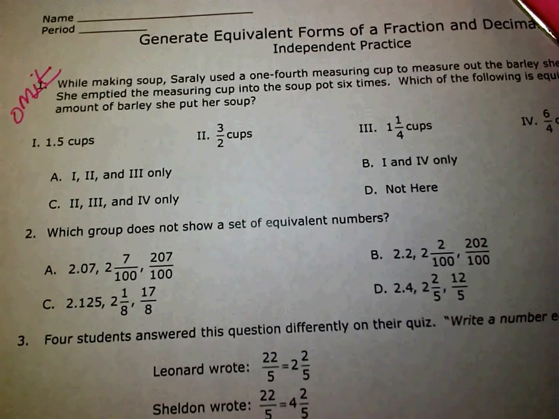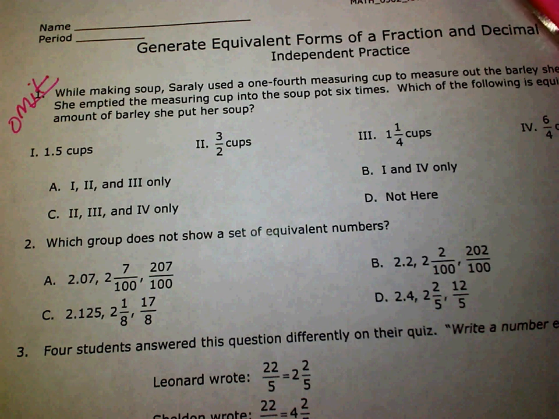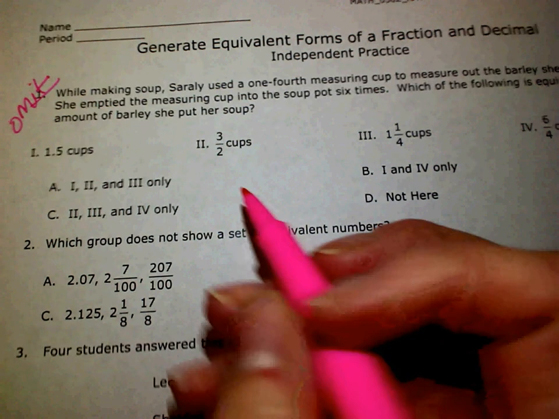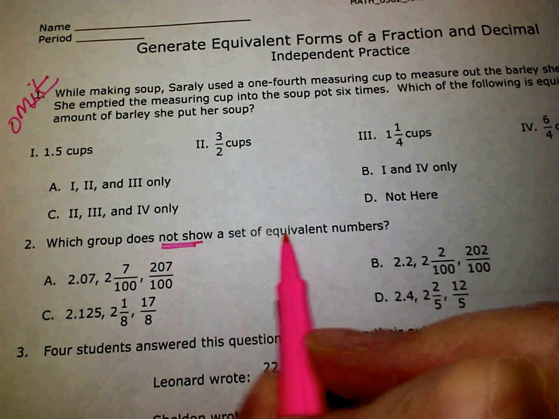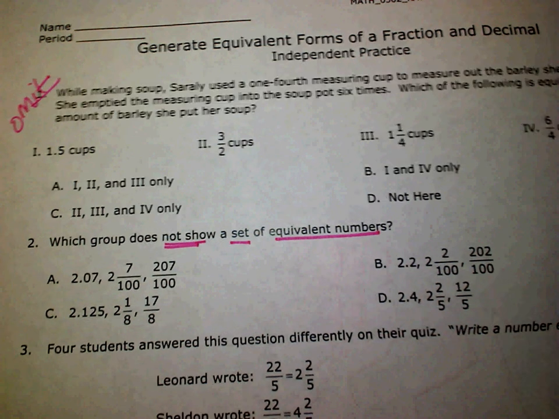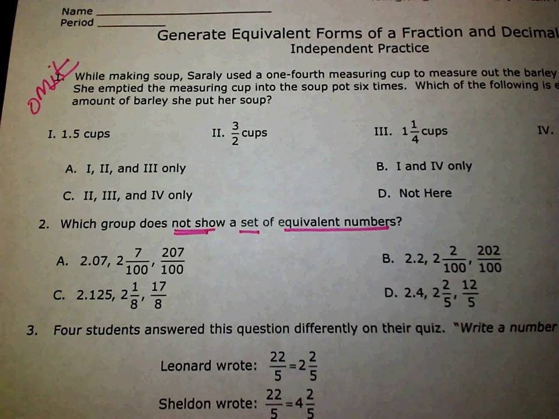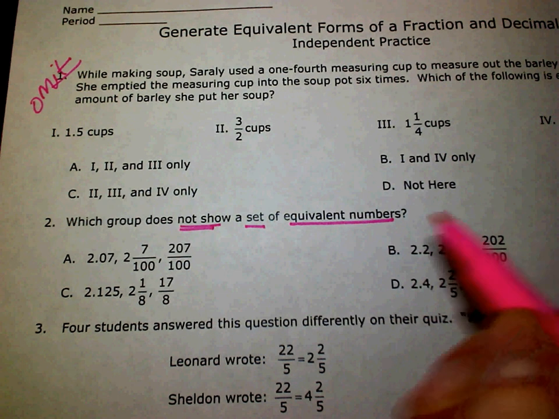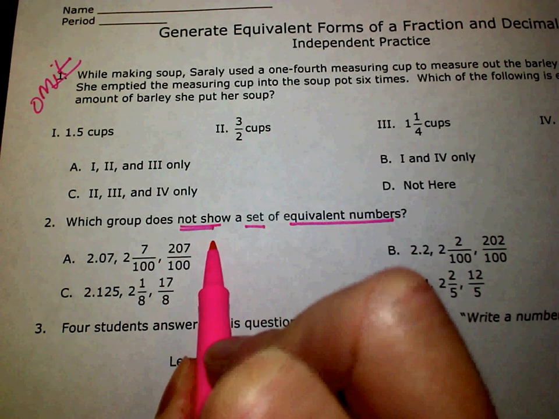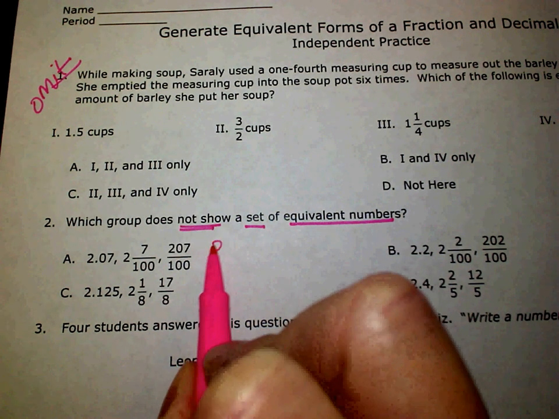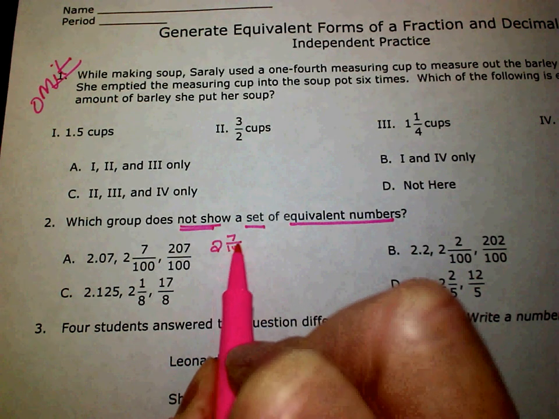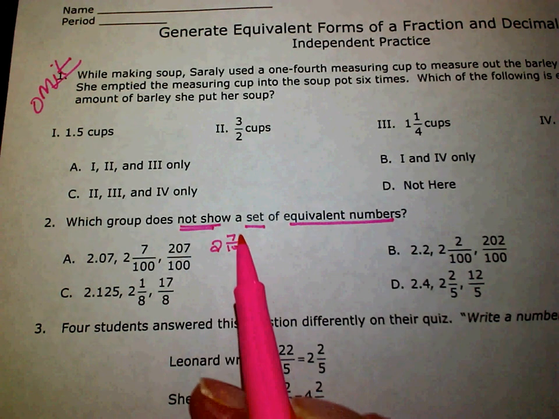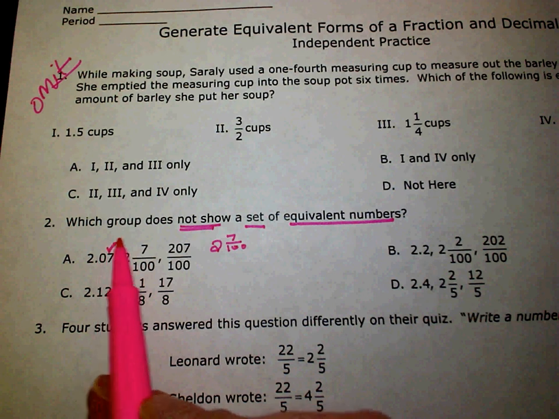Number 2, it says which group does not show a set of equivalent numbers. So we are looking for one that does not show a set of equivalent, which tells me that 3 out of the 4 should be equivalent. Okay, so A says 2 and 7/100ths. If I made that a fraction, it would be 2 and 7/100ths. Well, 2 and 7/100ths is right here, so these two match each other.